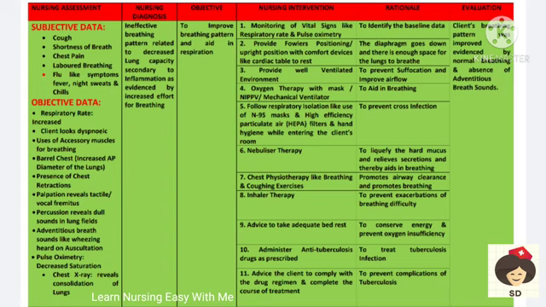Advise the patient to take adequate bed rest so that it will conserve energy and reduce oxygen consumption by the body. And administer anti-tuberculosis drugs to treat the TB infection, and advise the patient to comply with the entire drug regimen so that the patient will prevent the complications of TB. So in evaluation you will see whether the breathing pattern is improved.